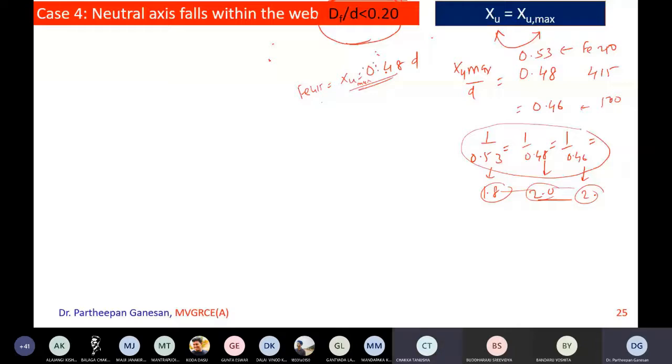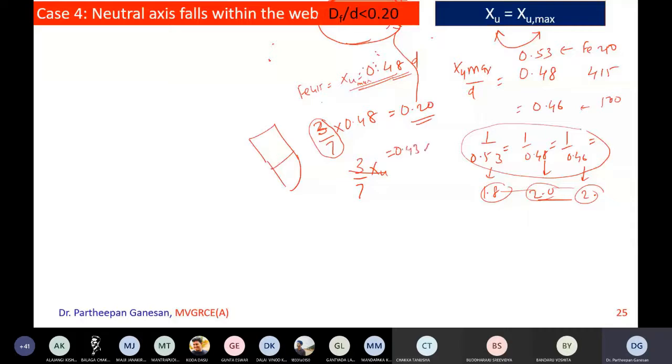Yes, sir. Now, what is the value of 3/7 of 0.48? 3/7 is a rectangular part. You remember, right? Like in this stress diagram. 3/7 is 0.2, sir. That is why we are writing Df by D 0.2, because in the second case and third case we found out 3/7 XU, which is 0.43 XU. That's what we found out, right?